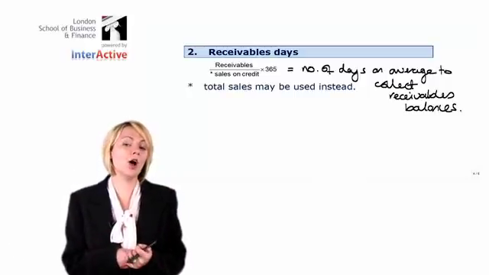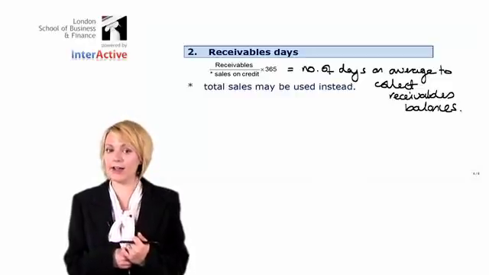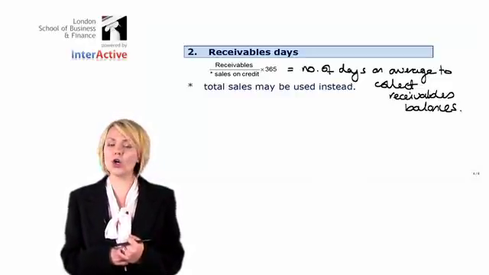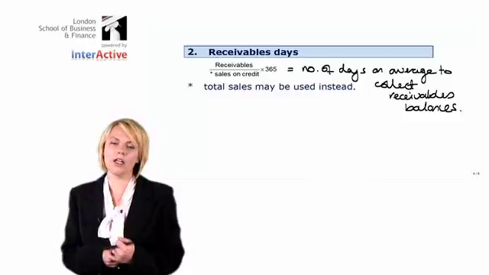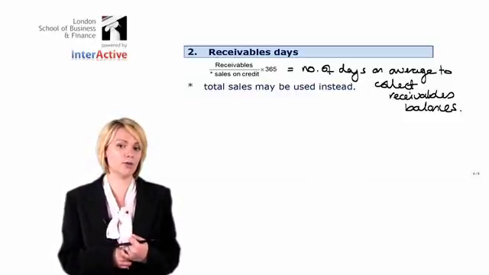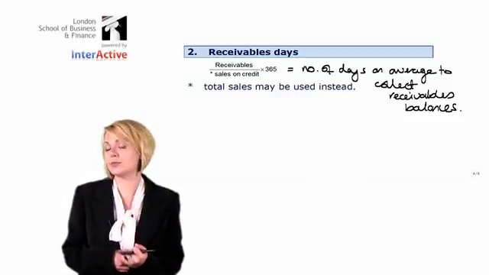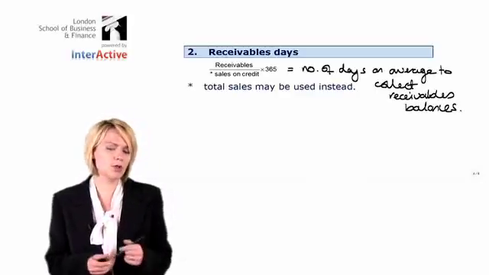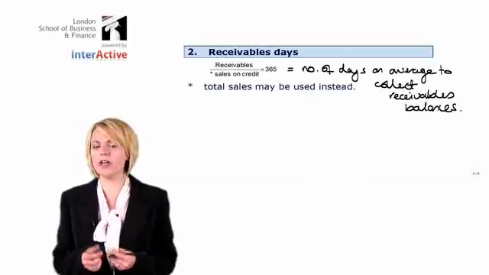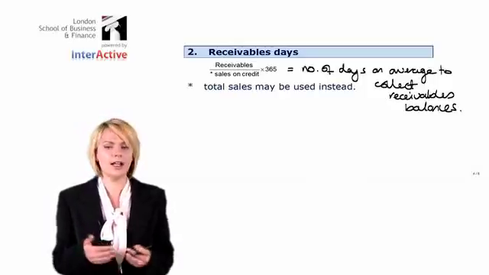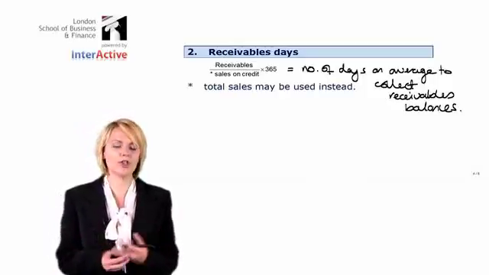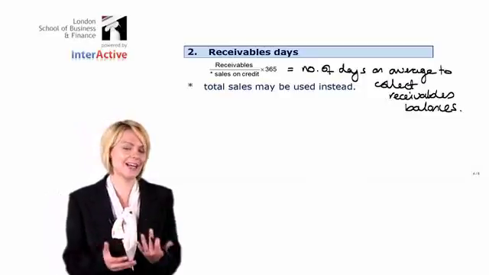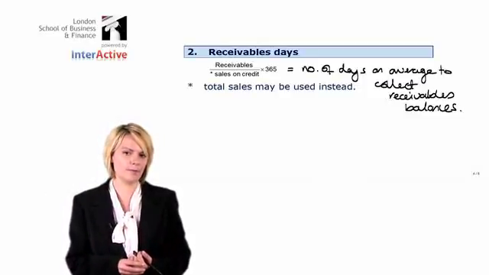Now, what we do is we take our receivables balance at the year end and divide it by our credit sales. Now, if you haven't been given credit sales, using total sales from the SOCI is absolutely fine as well. We multiply by 365, the number of days in the year, and that's going to give us the average number of days it takes us to collect our receivables.